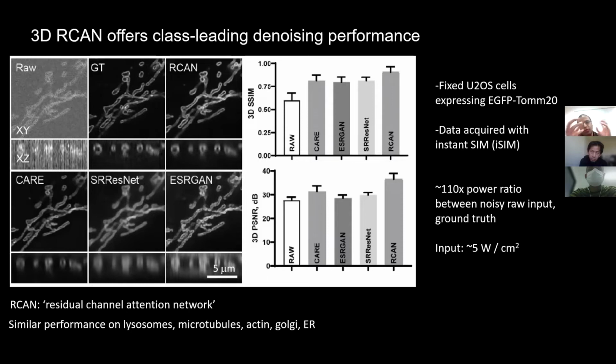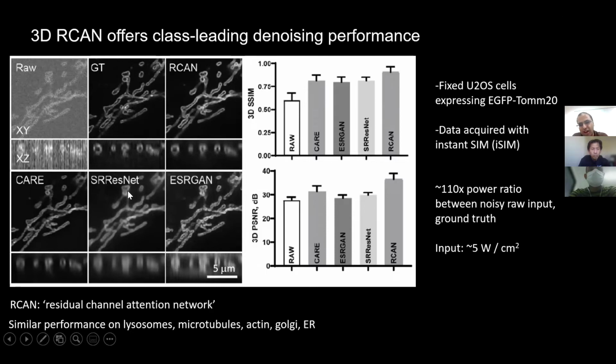And so if you train with enough of these pairs, you can train different neural networks: the RCAN, the CARE, which is a UNet, or, at the time, state-of-the-art neural networks, SRResNet and ESRGAN, and you can ask how well they predict the ground truth. And what you see here, both visually and quantitatively, is that all of these networks offer a bump over the raw data, right? They all do a much better job compared to this raw data input. All of them resemble the ground truth.